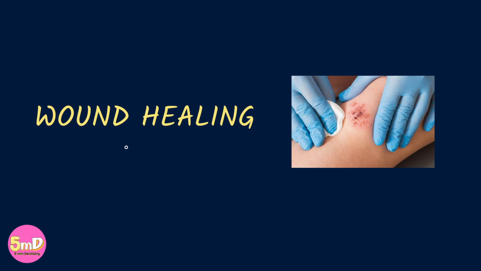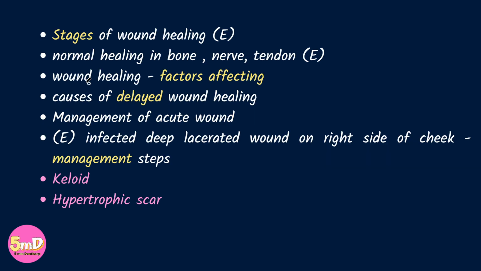So starting with the chapter wound healing, these are the questions asked in the chapter, like stages of wound healing. It is a very common question, and factors affecting wound healing and causes of delayed wound healing have been often asked. Normal healing in bone, nerve, and tendon have been asked as an essay once.